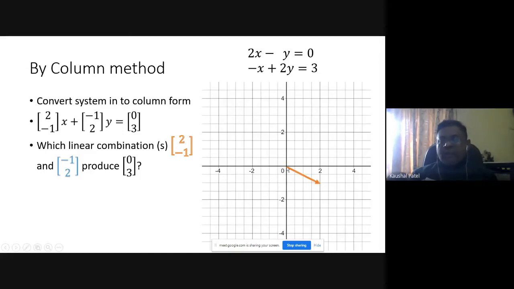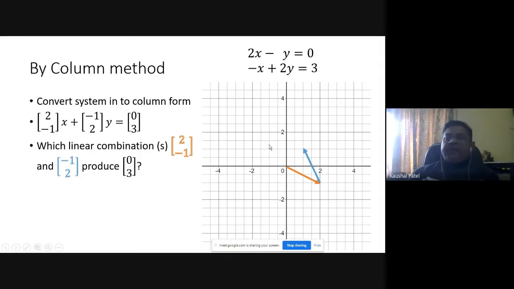So it is exactly like this one. 2 minus 1 is the yellow one. 2 is in the x direction and minus 1 is in this direction, with the minus sign of y, so it gives this vector. Similarly, whenever we have minus 1 2, minus 1 is in the x direction and 2 is in the y direction. So it gives this.